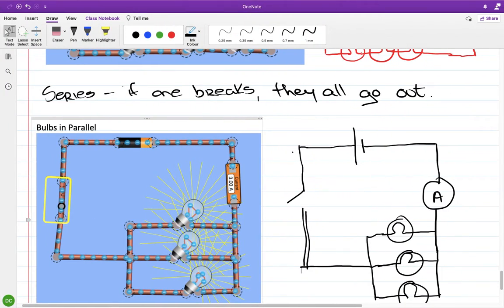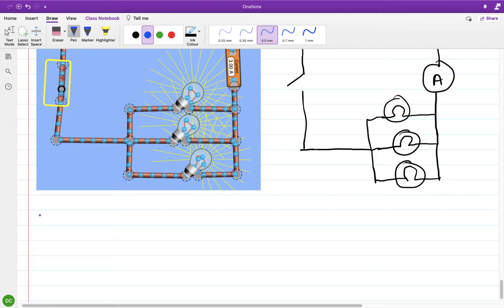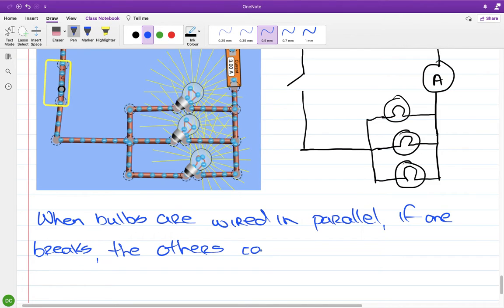Okay, so I'll try and write this, but I don't think I can. Right. So, oh, it worked. So when bulbs are wired in parallel, if one breaks, the others continue to work. Okay, massive benefit of wiring bulbs in parallel over series, and now pretty much everything is wired in parallel for that reason, just for convenience.